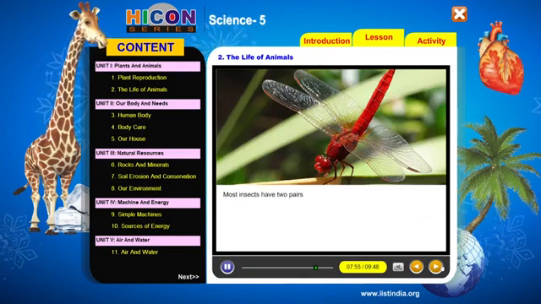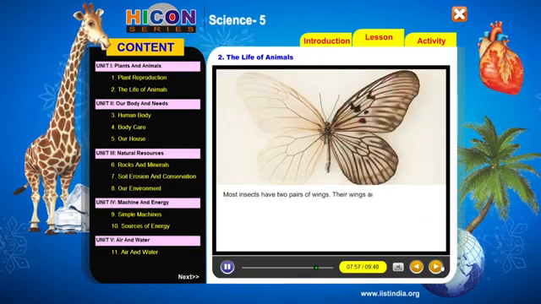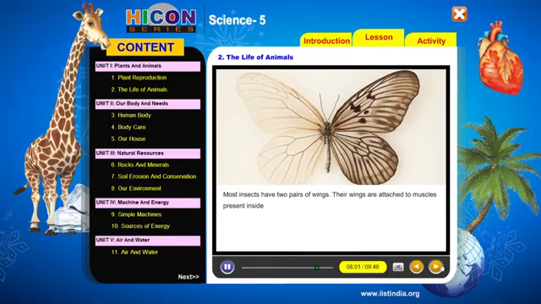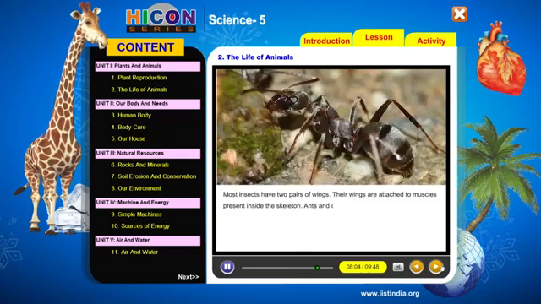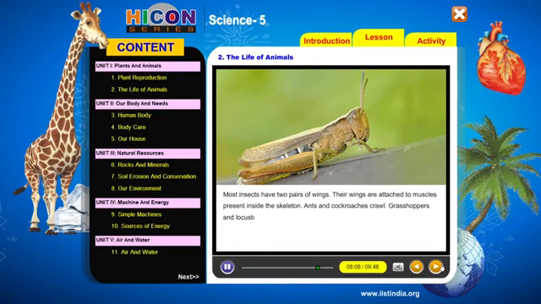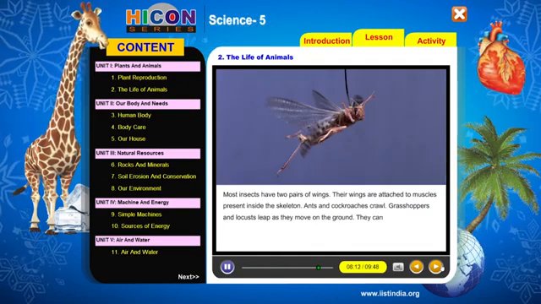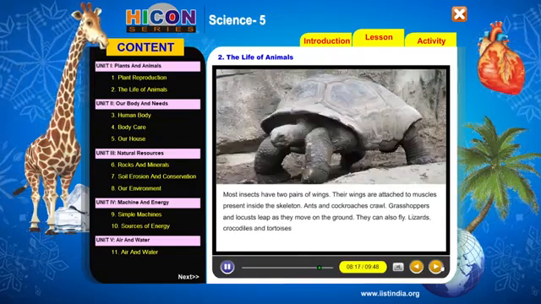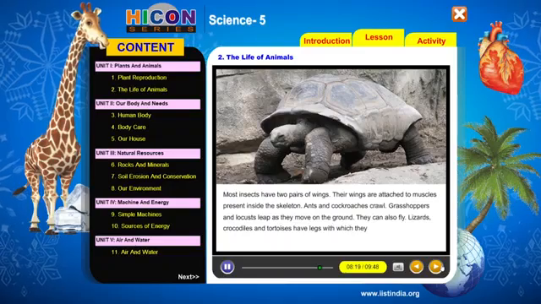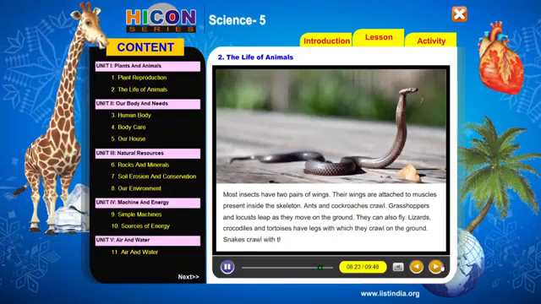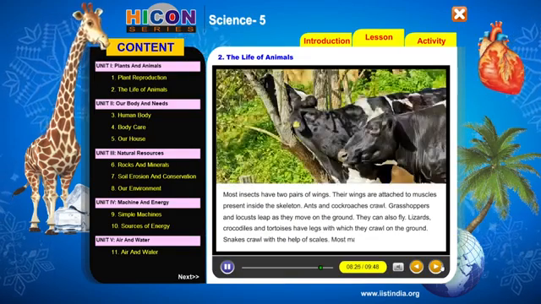Most insects have two pairs of wings. Their wings are attached to muscles present inside the skeleton. Ants and cockroaches crawl. Grasshoppers and locusts leap as they move on the ground. They can also fly. Lizards, crocodiles, and tortoises have legs with which they crawl on the ground. Snakes crawl with the help of scales.